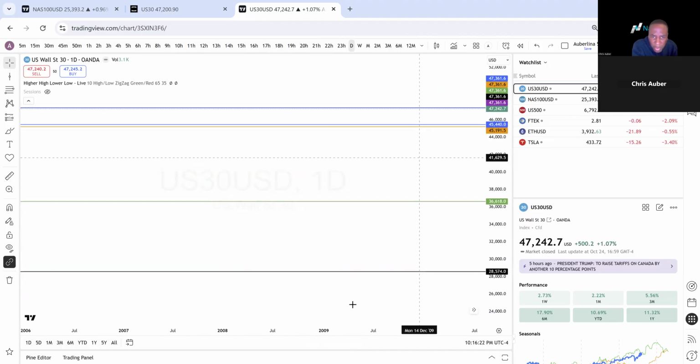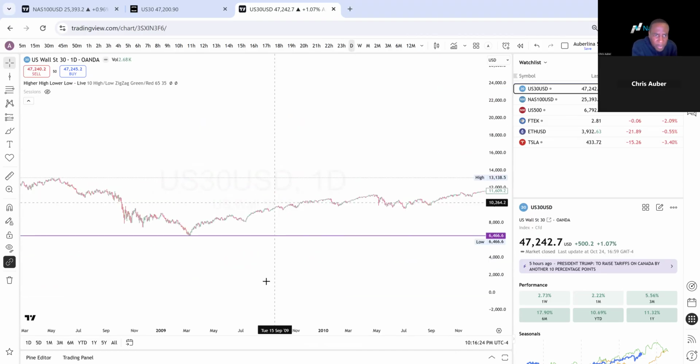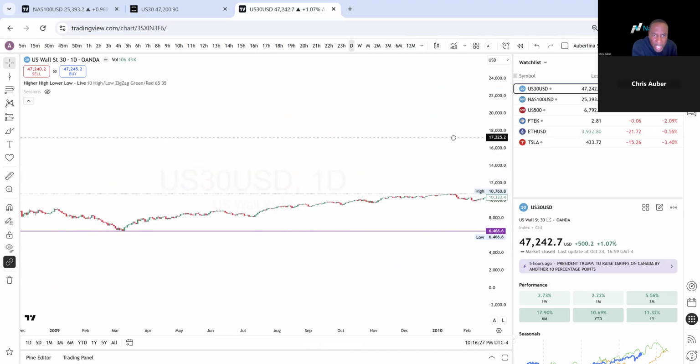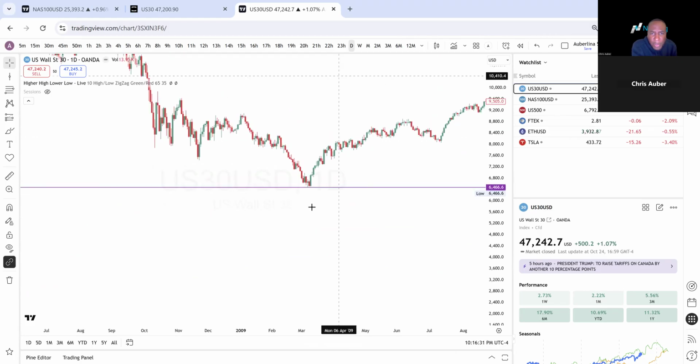So that was on the monthly. Of course, when you go on the smaller time frames, it will give you more precise day and time. Okay, so here we go. This was the point right here. It was actually March 6, 2009.